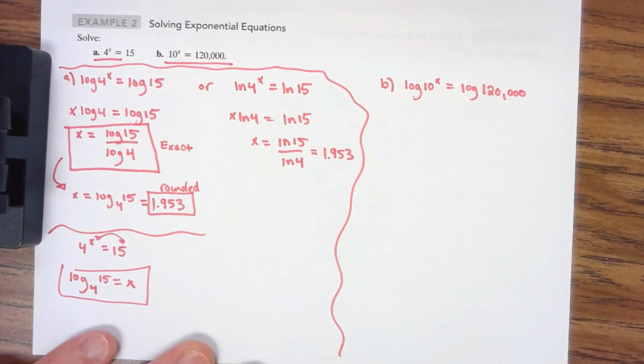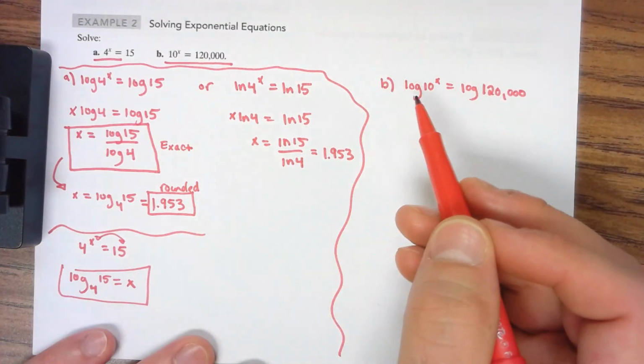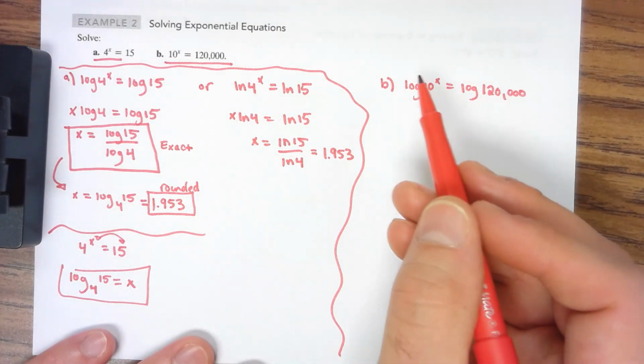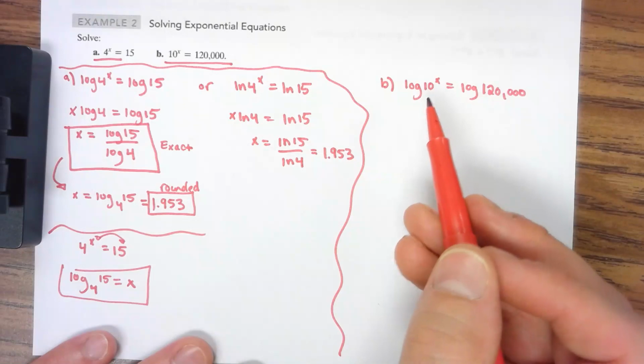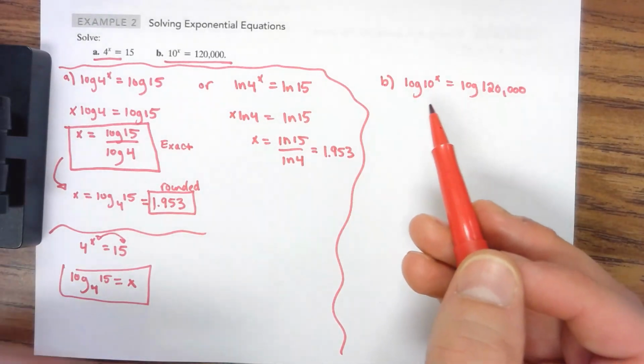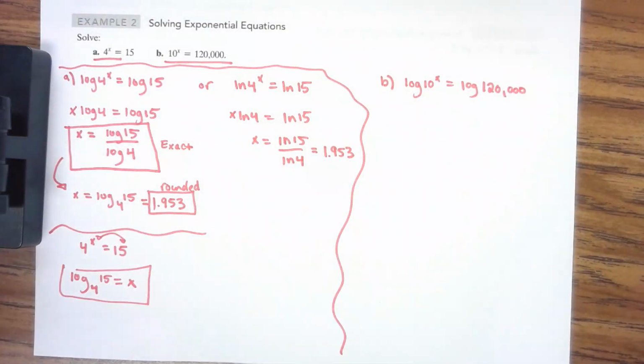Okay, so just simply taking the log of both sides. Now, we have a property for this. This is log base 10 of 10 to the power of x. This is going to equal just simply x. So our solution is x equals log of 120,000. If we recognize that, we're done, and you can type that in right away.